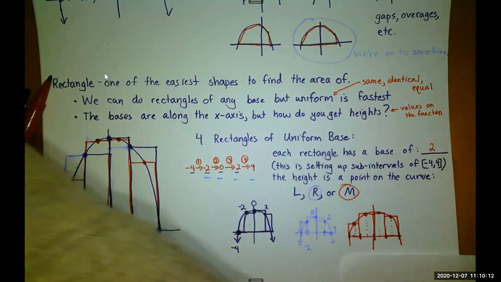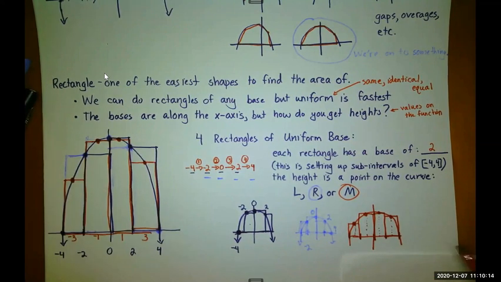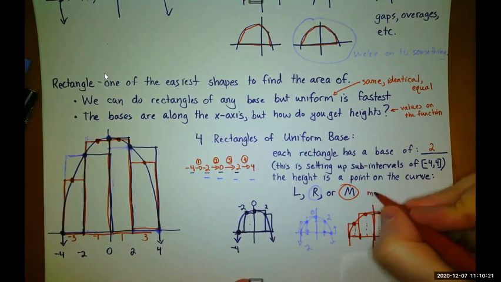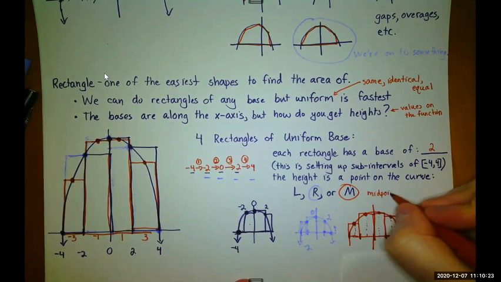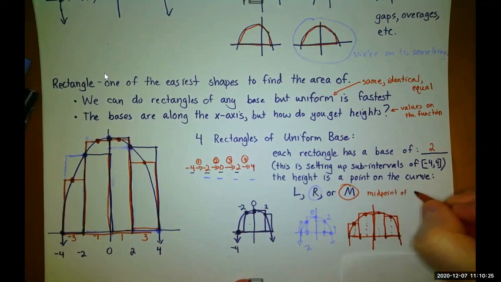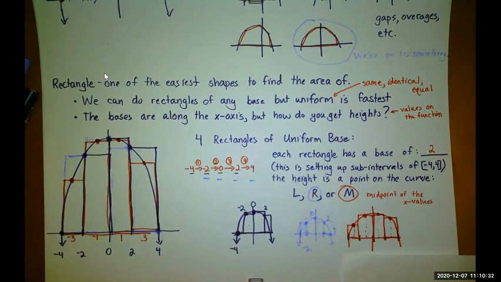And here then is the last. The last one is the midpoint. And we call it the midpoint because it's the midpoint of the x values, or the midpoint of the subinterval. What do I mean by that? Well, remember the first rectangle has a base that goes from negative 4 to negative 2. We draw the height at negative 3.